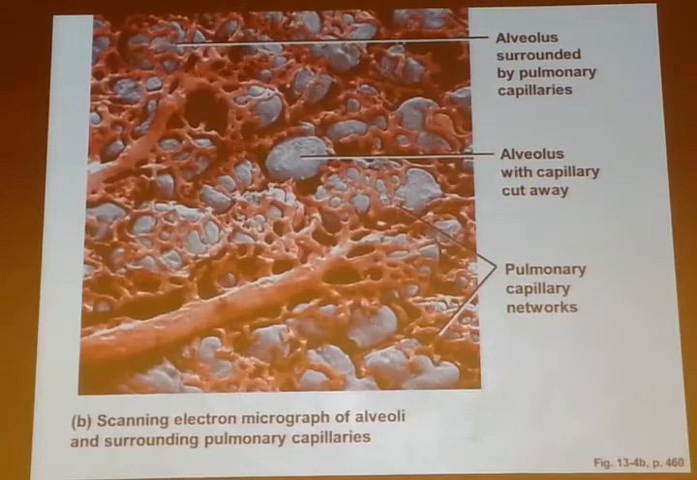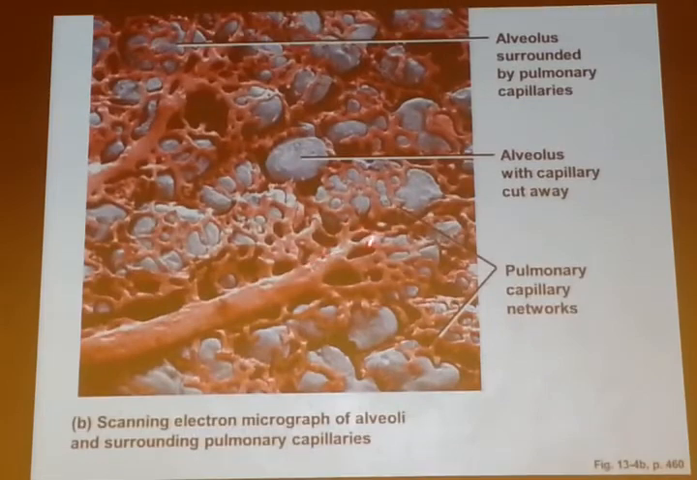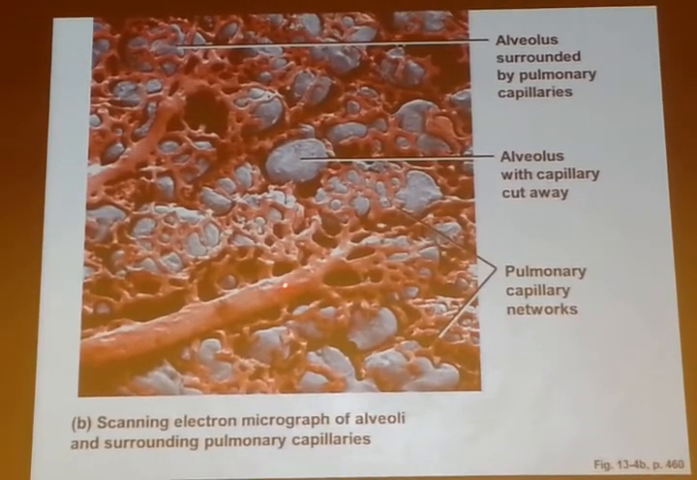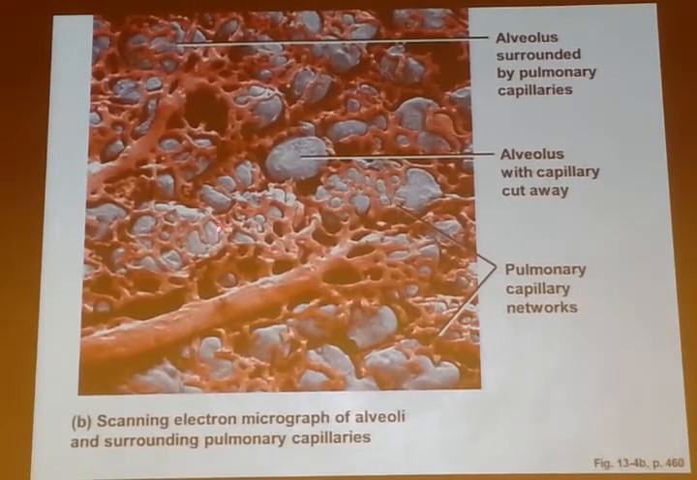This is kind of a funky picture. They put the resin into the alveoli and then they put resin into the blood vessels and the capillaries so that you can see the interconnection between the surface. Well, this one has been, the capillaries have been cut away, but that's an alveolus. And here's an alveolus with the capillaries right on top of it. So a lot of capillaries per individual alveolus for purpose of gas exchange.